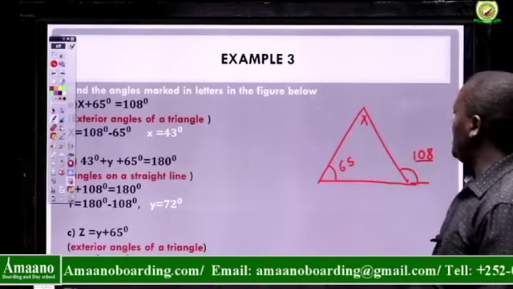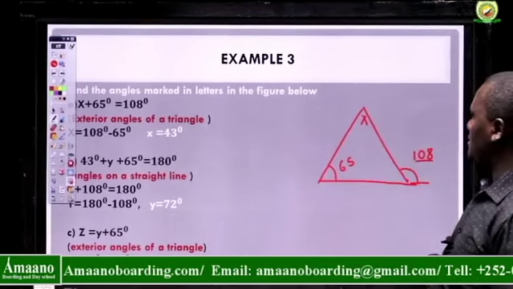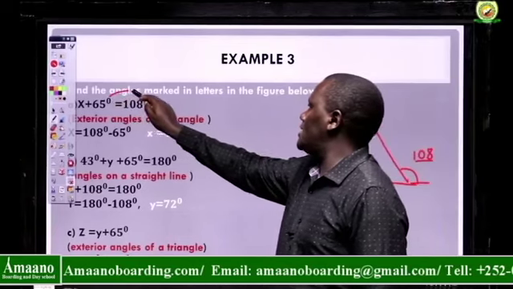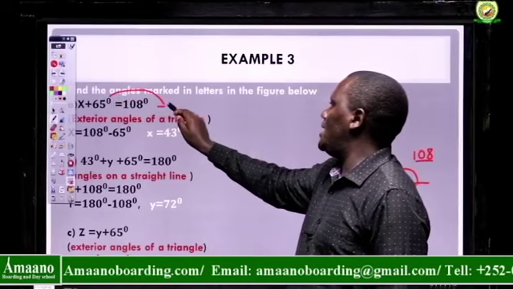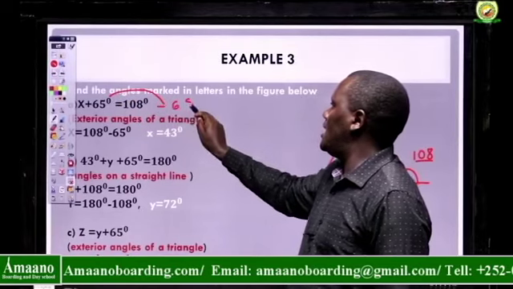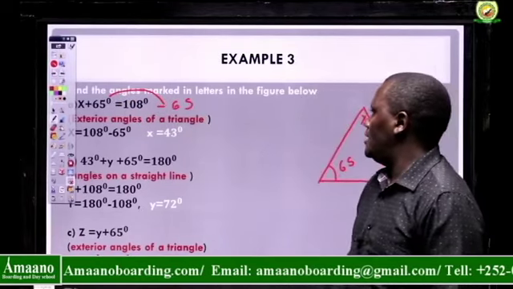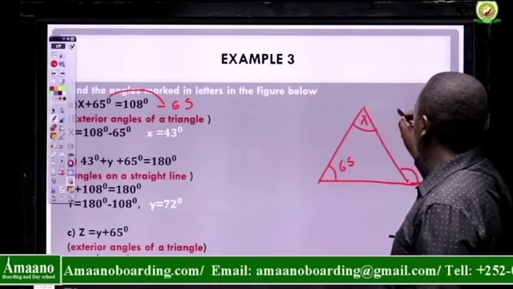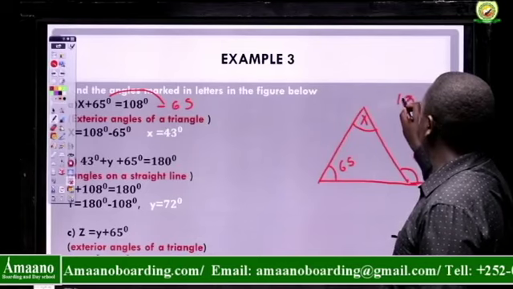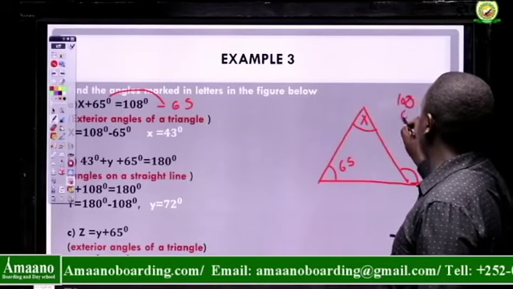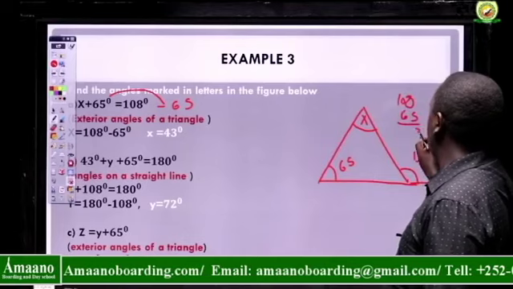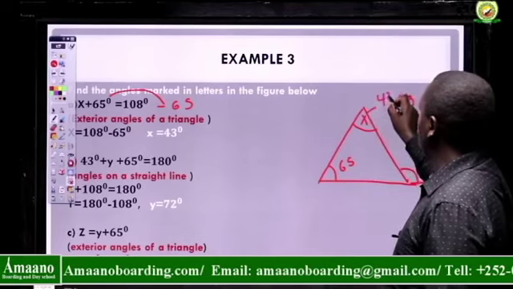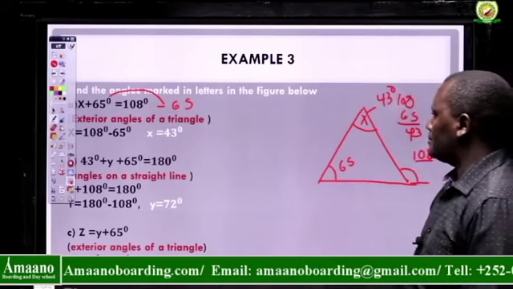So how will I find x? I will take this 65 to the other side, and the sign will be a take away. That means I'll take away 65. That means this angle x will be 108 take away 65, and I find it is 43. So x equals 43 degrees.